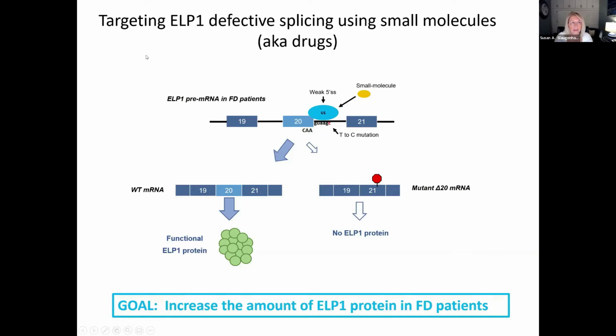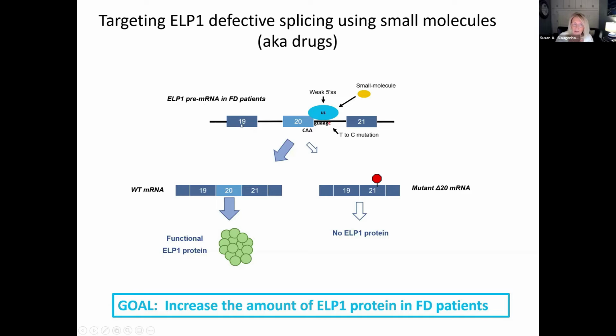So as Horatio mentioned to you, what my lab has really been focused on is to correct the defective splicing. And we started this work with the goal of developing a drug or a small molecule in order to correct the splicing in FD. And so, you've heard this for many, many years. I know you're all experts on this.